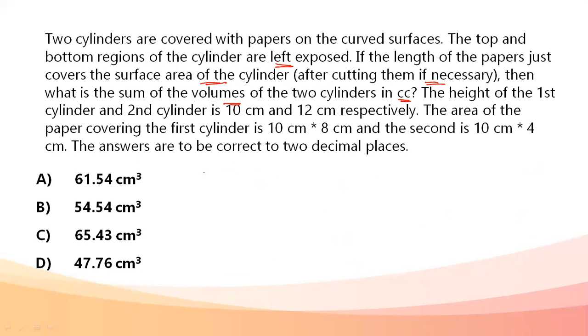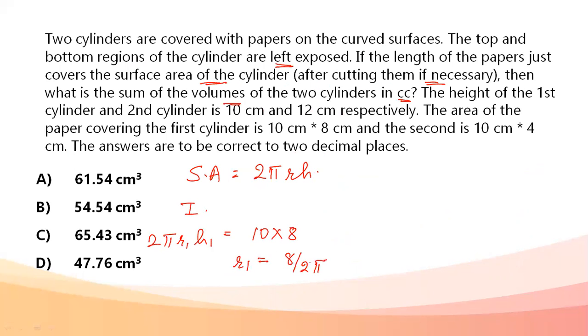Okay. Curved surface area of the cylinder is 2 pi rh. For cylinder 1, 2 pi r1 h1 is equal to 10 into 8. All the values are given to us already. So r1 comes out to be 8 upon 2 pi. For the second cylinder, 2 pi r2 h2 is equal to 10 into 4. So r2 comes out to be 5 upon 3 pi.